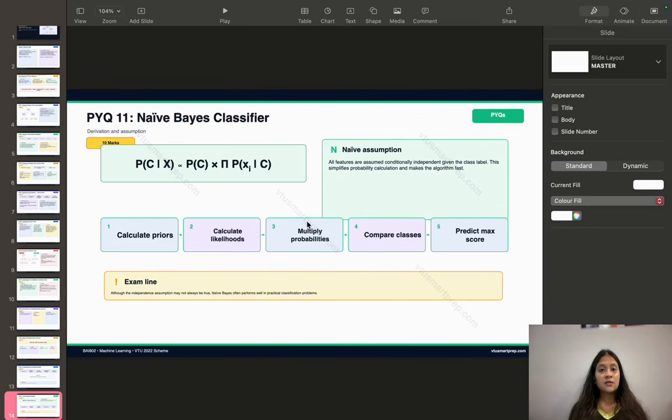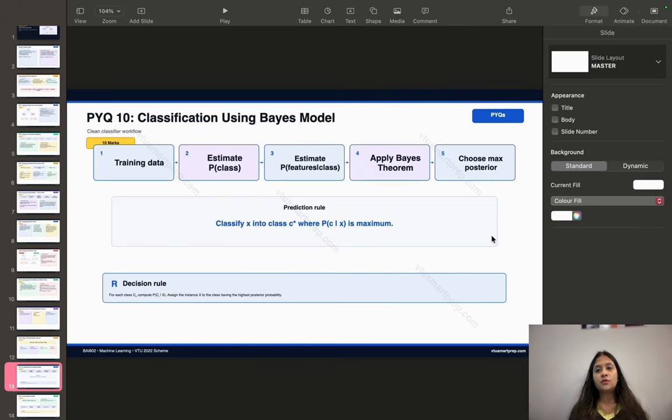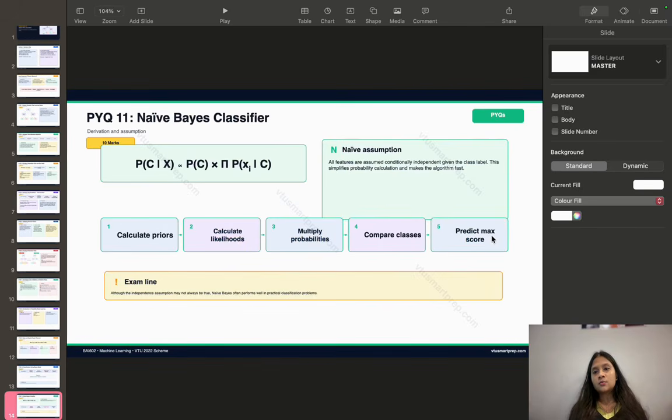Next is Naïve Bayes. Similarly, here you have the formula followed by the steps of the algorithm, how it is going to predict the max score, or how it is going to predict the max posterior. These are the steps for Naïve Bayes, and this is the formula for the Naïve Bayes classifier. So this is the 11th question.